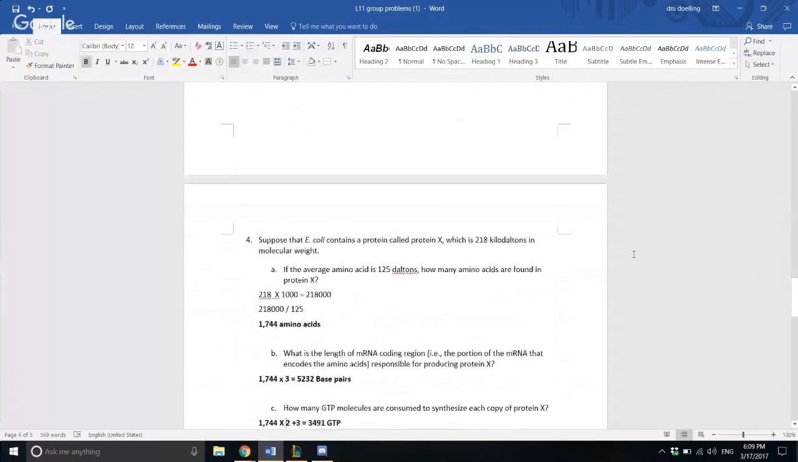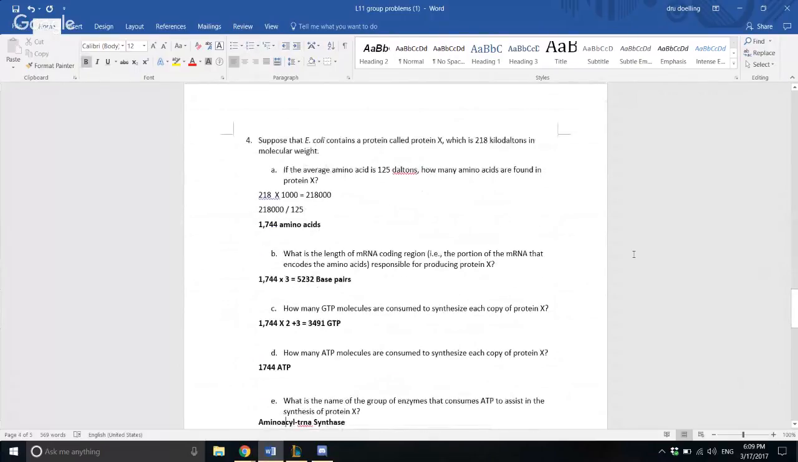All right, number 4. Suppose E. coli contains a protein called protein X, which is 218 kilodaltons in molecular weight. All right, so we're going to do some math here. If the average amino acid is 125 daltons, how many amino acids are found in protein X? First we make sure we're working in the same unit, so we multiply 218 kilodaltons by 1,000, and then divide: 218,000 divided by 125 gives us the number of amino acids.